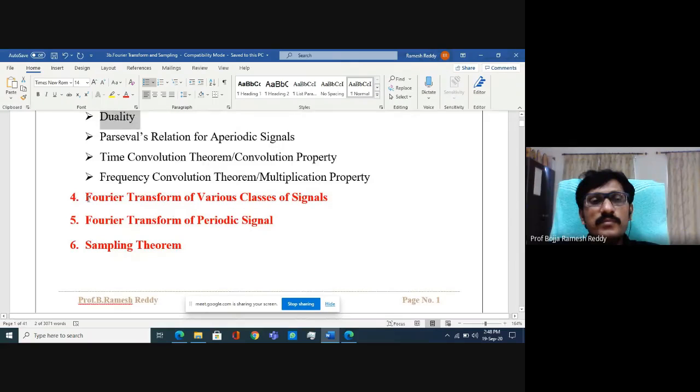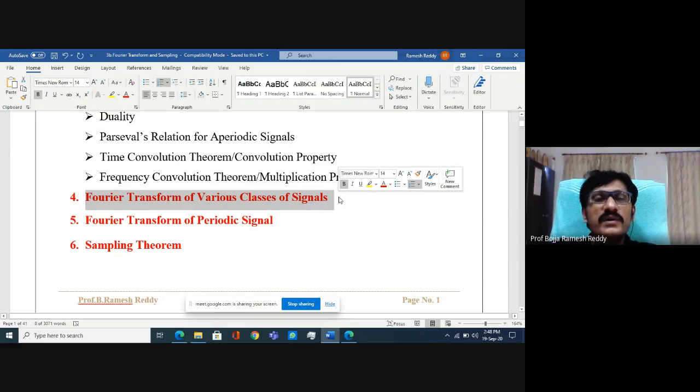Next, in topic number 4, we'll see Fourier transform of various classes of signals. What are different classes of signals? We know impulse signal, rising, decay signals. There are many types of predefined and well-defined signals. For all those signals, our task is to evaluate the Fourier transform. We will see that in the 4th topic.